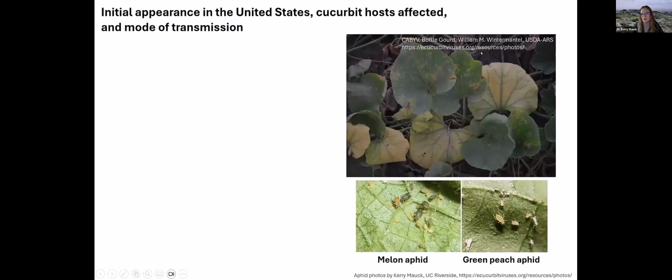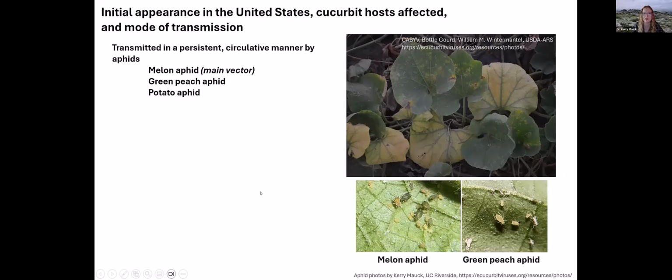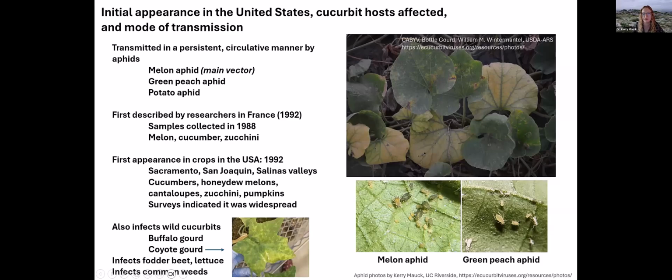So here's a few pictures showing the main symptoms associated with this virus and a couple of the key vectors. It initially appeared in the United States around the 1990s, shortly after being discovered for the first time in France. And it was described around the same time that it appeared. The first location where it appeared was in California, in the Sacramento, San Joaquin, and Salinas valleys. And it was widespread in a variety of different cucurbit crops.